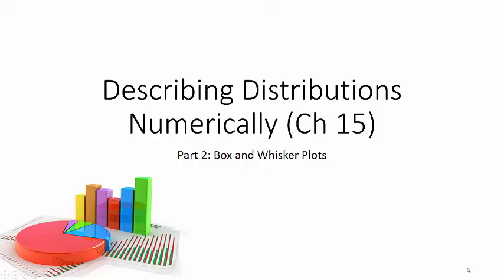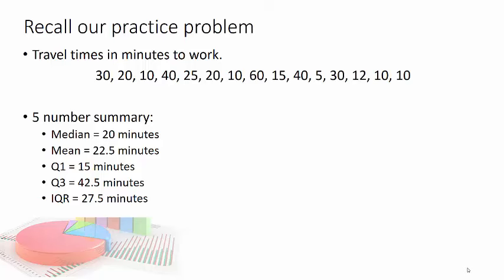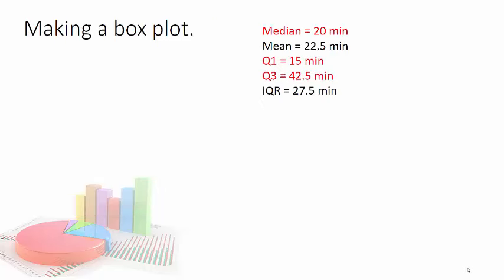Now we're going to look at how to create a really useful graphical display of our data, which is called the Box and Whisker Plots, and it captures some important numbers in it. So we're going to use the same problem we had from last time, your practice problem, and I do have those numbers here, so that'll work. And we're going to make a box plot using those numbers.